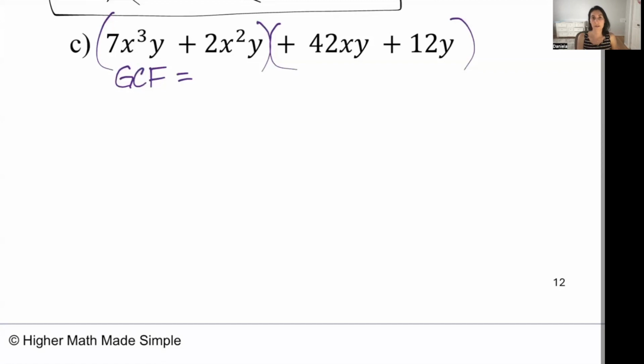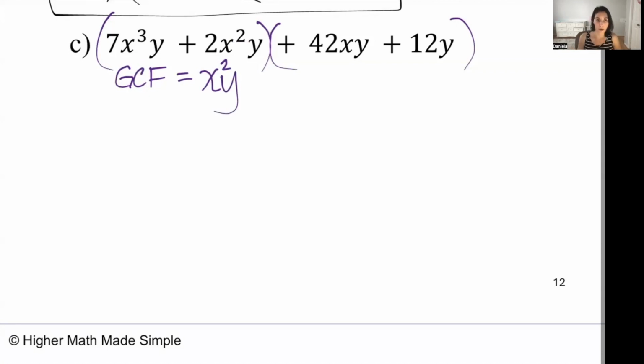So you're going to find the GCF of group number 1. What do both of those terms have in common? 7 and 2, there's no common factor. Both of them have x's in it. Both of them have at least 2 x's in it. And I said earlier, the shortcut is you always just take the smaller exponent. And then they both have 1 y in it. So the GCF in group number 1 is x squared y.